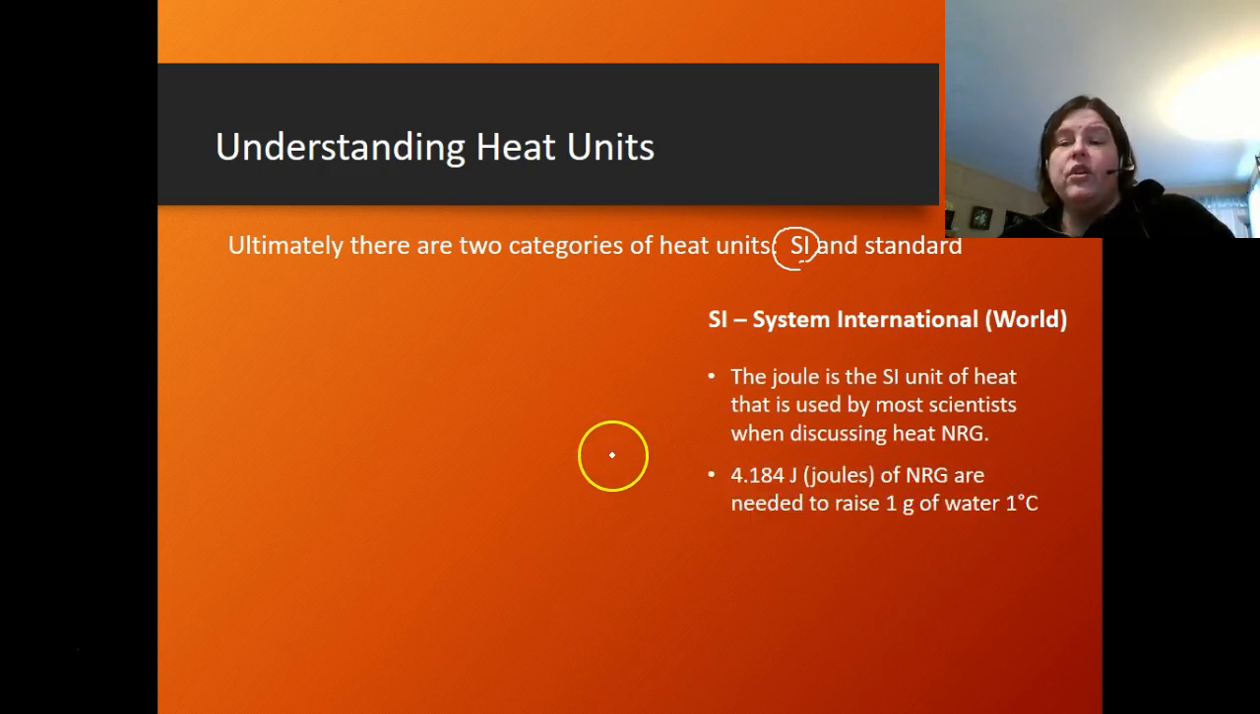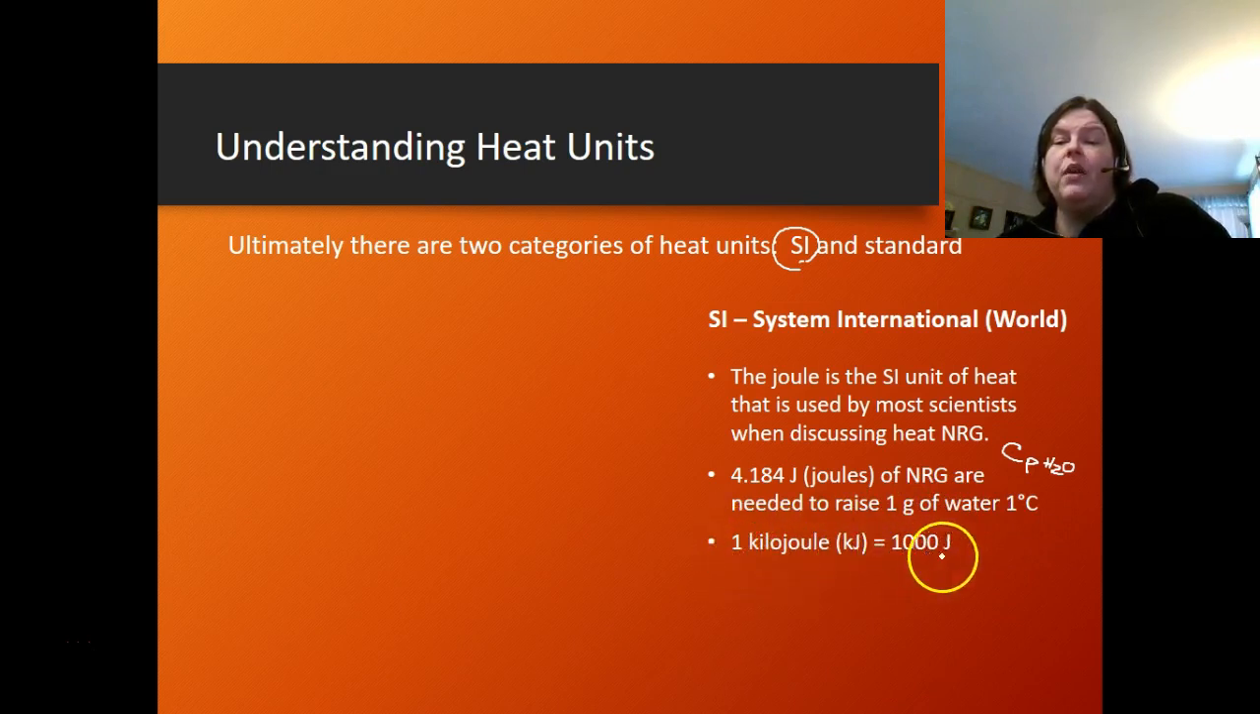4.184 joules of energy are needed to raise 1 gram of water 1 degree Celsius. This is the specific heat capacity of water. And this is the definition of it in the SI system. 4.184 joules are required to raise 1 gram of water 1 degree Celsius. That's basically what specific heat really means. And 1 kilojoule, kJ, is equal to 1,000 joules.